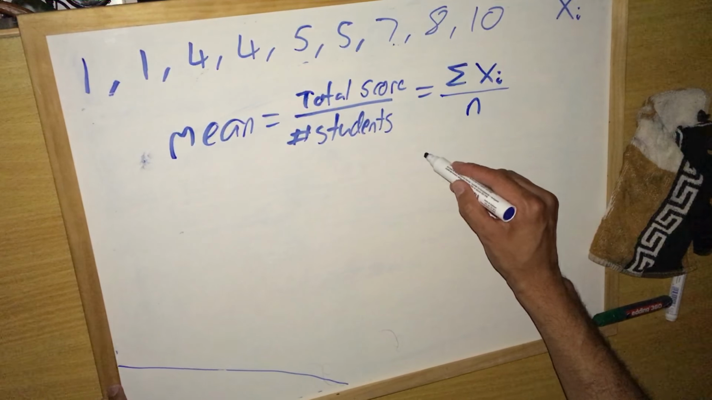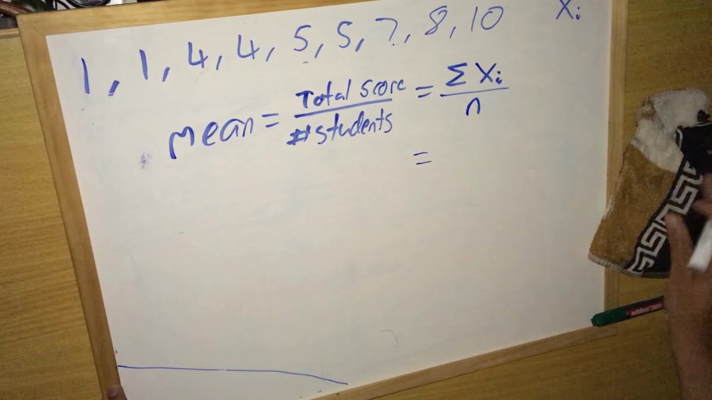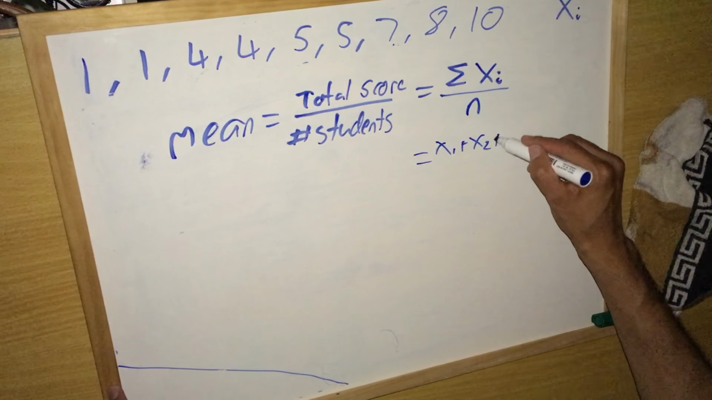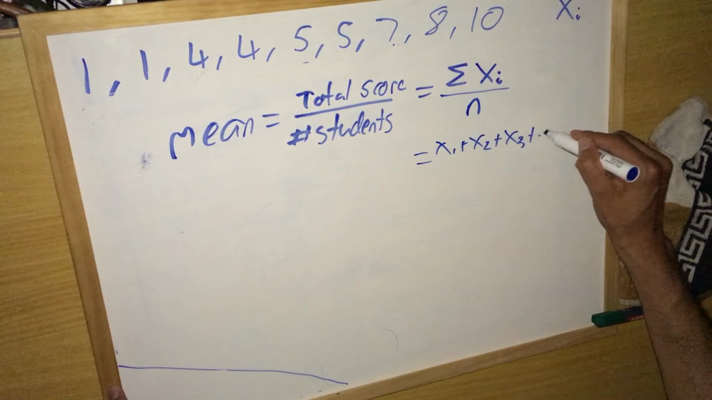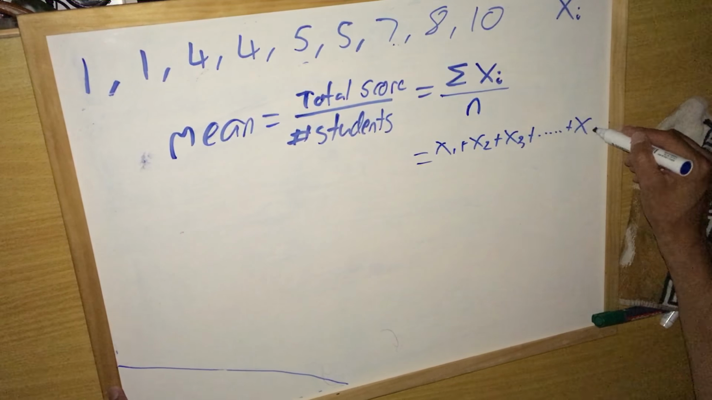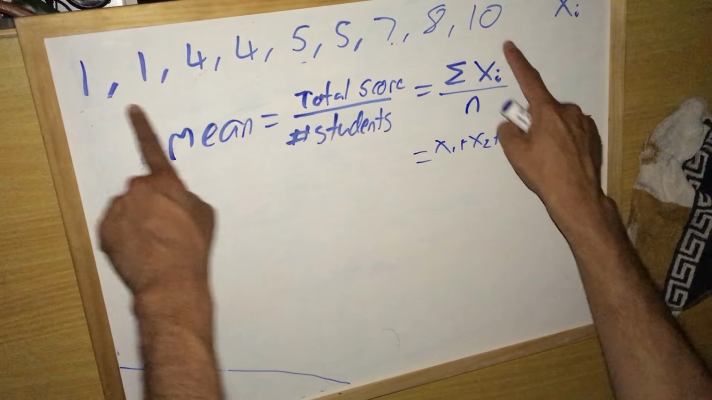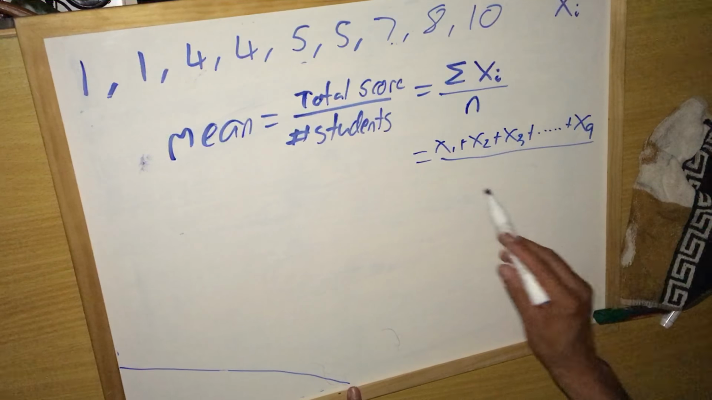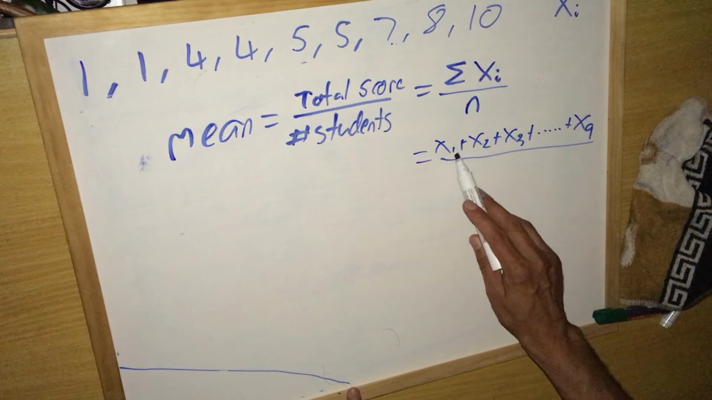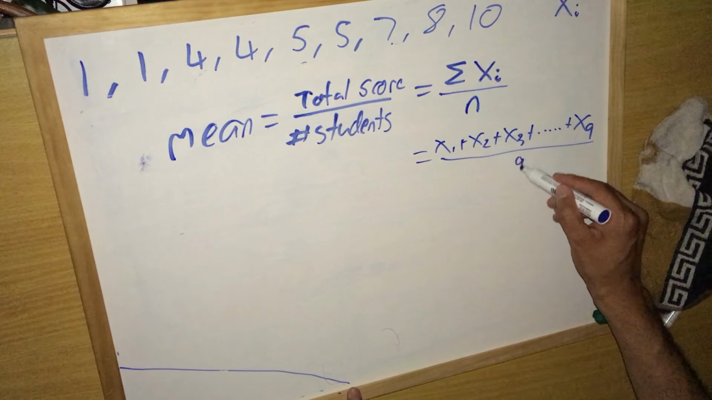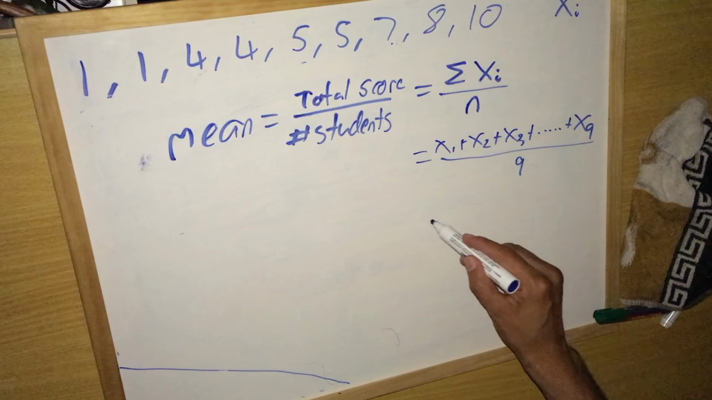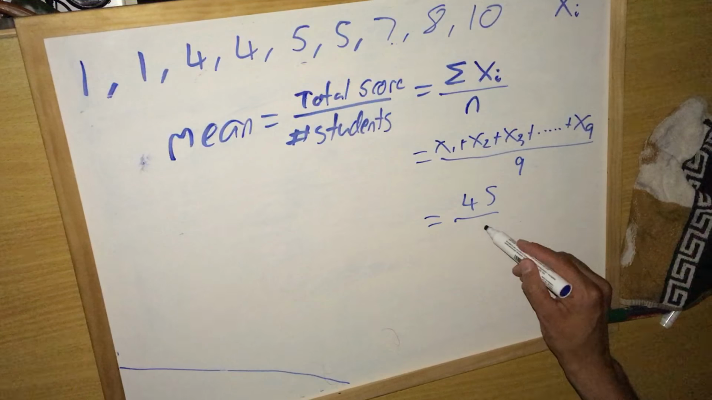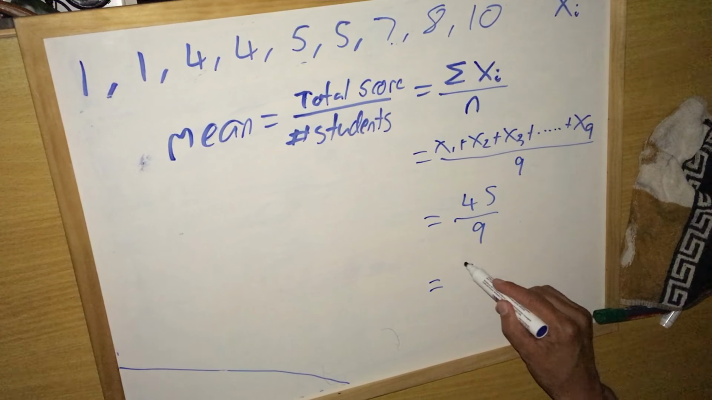So just to write this out a bit more explicitly, sum of Xi is really all it's saying is X1 plus X2 plus X3 plus ... plus X9. In other words, add all these together. That's really all that's saying. And n is how many students you've got. So here we see we've got 9 students, because X1 up to X9. And so just divide it by 9, which is exactly what we did before. Add them all up together. 45 divided by 9 equals 5.